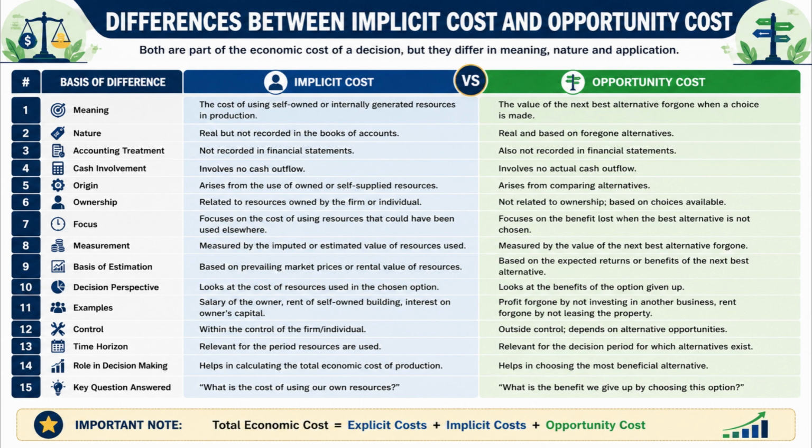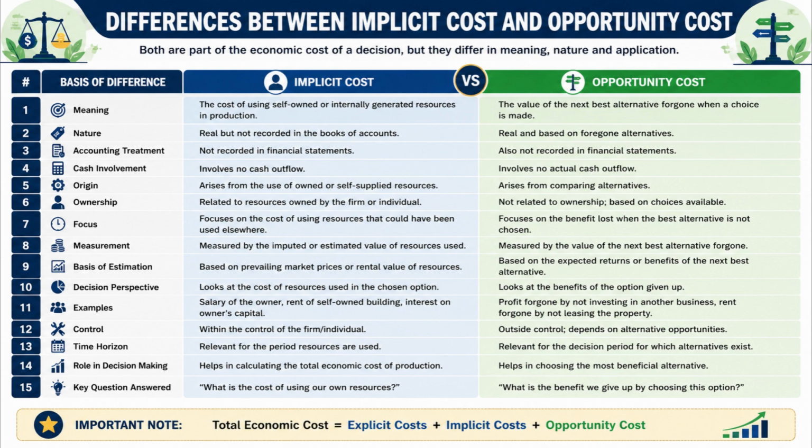Number 6. Implicit cost is directly related to resources owned by the individual or business, whereas opportunity cost is related to the available alternatives regardless of ownership. Number 7. Implicit cost focuses on the estimated value of resources used in the chosen activity, whereas opportunity cost focuses on the benefit lost from the next best alternative.